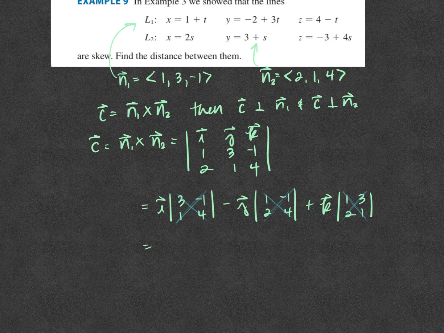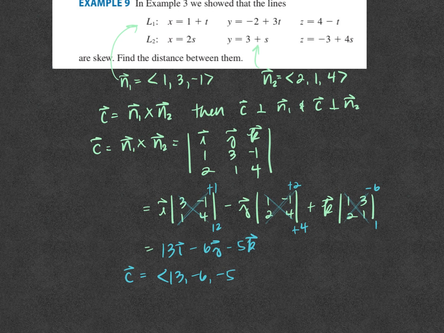I drew the -1s first, I don't know why. All right, so we have 12 minus -1 becomes +1, so we have 13i. Then we have 4, positive 4, and minus a -2 makes +2. So here we have 6, so we have minus 6j. And then over here we have 1, minus 6 makes -5, so we have minus 5k. So that means our vector c is 13, -6, -5.